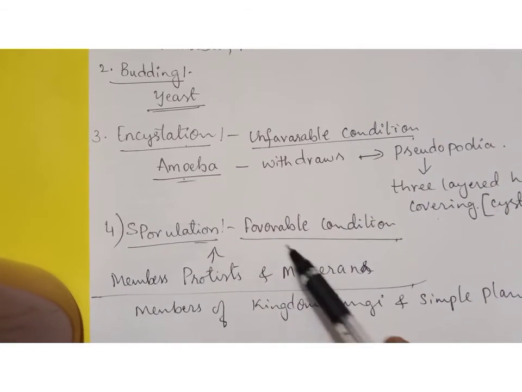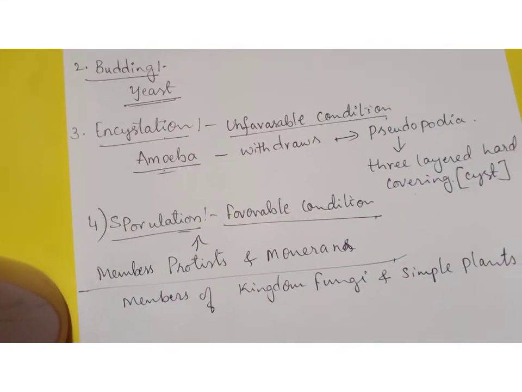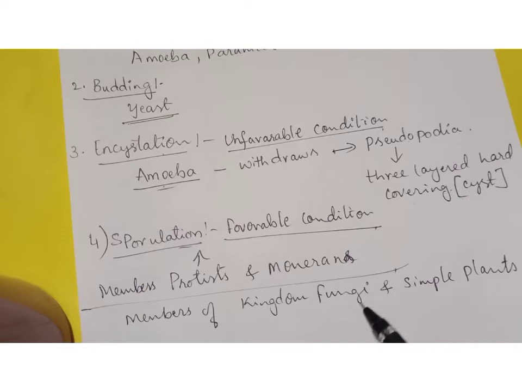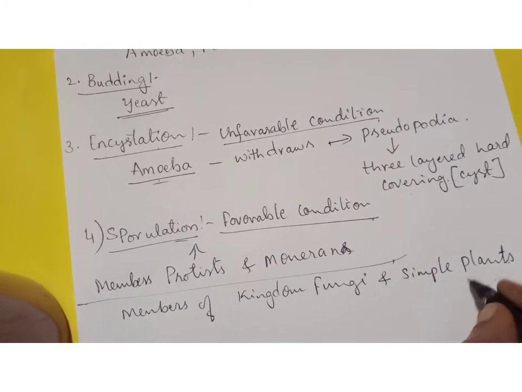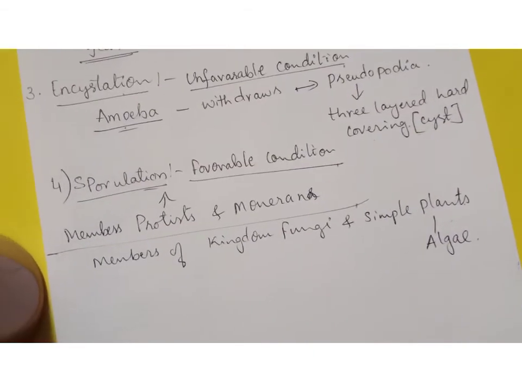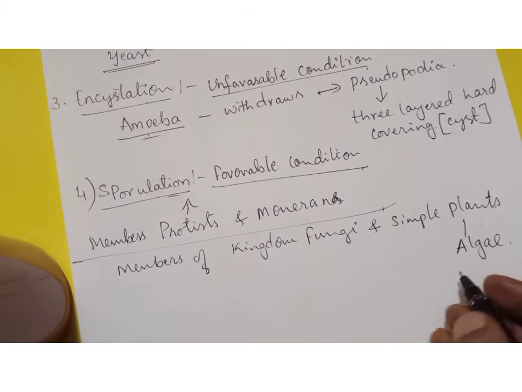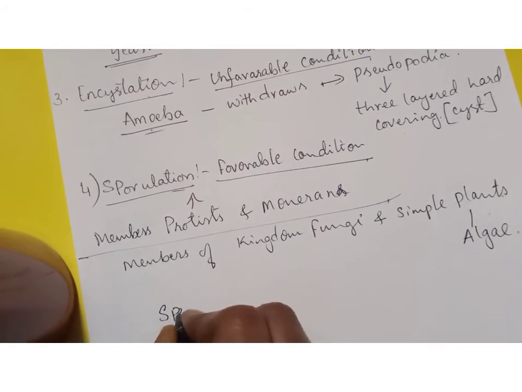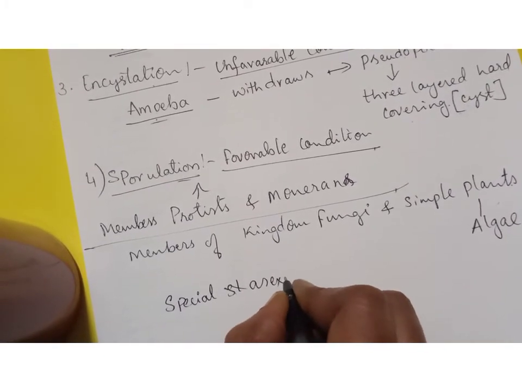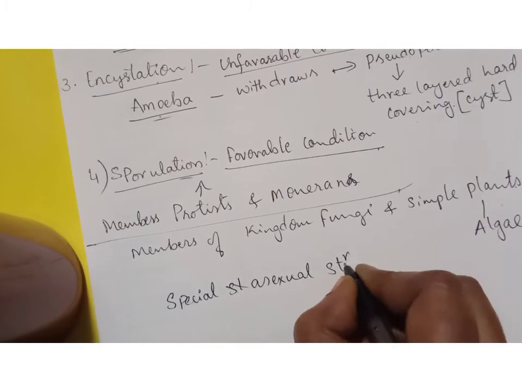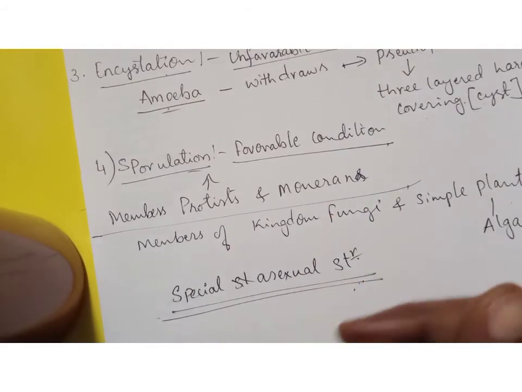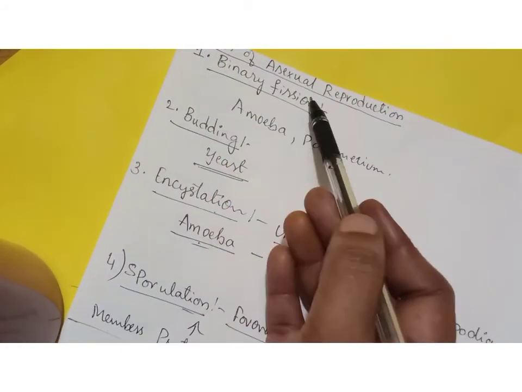So the next type of asexual reproduction is seen in members of kingdom fungi and simple plants like algae. In algae and fungi, asexual reproduction happens like this: they form special asexual structures, and through producing these special asexual structures, asexual reproduction takes place.